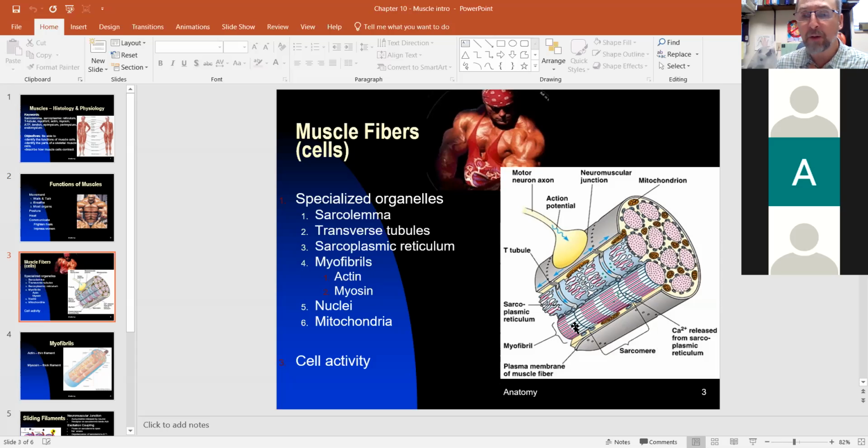These proteins are regularly arranged in sarcomeres, and the sarcomeres are linked together. The dark spots are the myosin. The light spots are where there's primarily only actin. Then usually these cells have lots of mitochondria, and since they're really elongate, they'll have more than one nucleus. So they have nuclei.